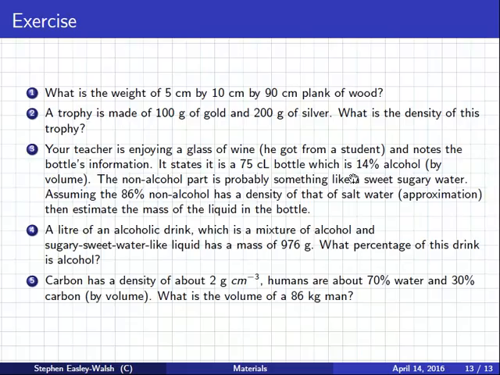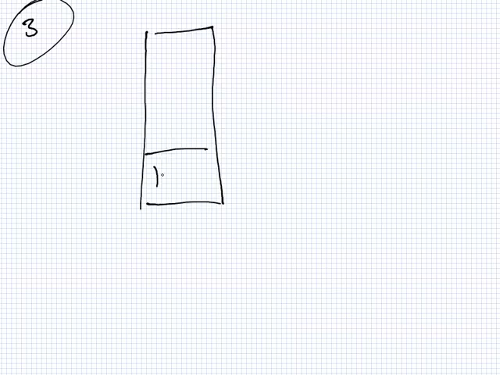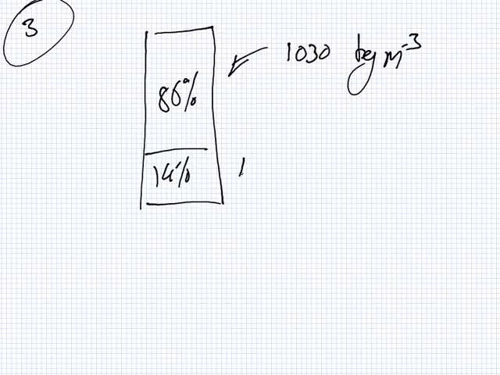This one has density of 1,030 kilograms per meter cubed. This one here has density of, what did I say? Of alcohol, 800 kilograms per meter cubed. How big did I say the bottle was? 75 centiliters. Now, 75 centiliters is 75 times 10 to the minus 2 liters. And do you remember how big a liter is? It's 0.001 meter cubed.